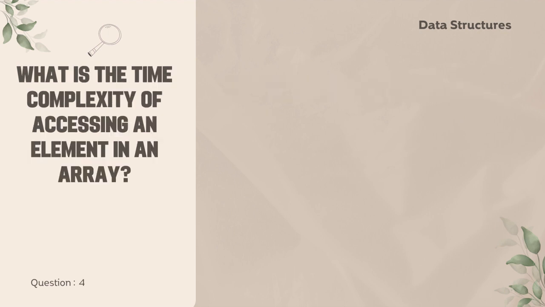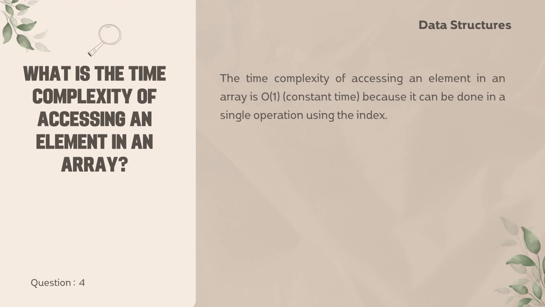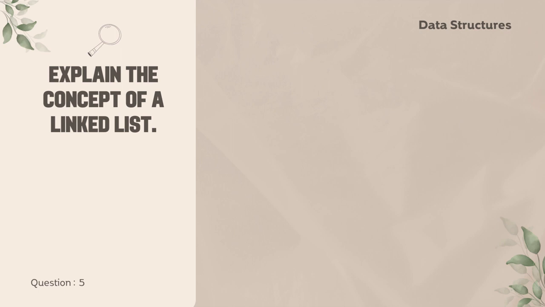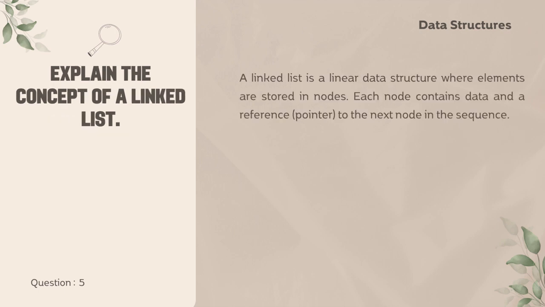What is the time complexity of accessing an element in an array? So the time complexity of accessing an element in an array is order of 1 because it can be done in a single operation using the index. Explain the concept of a linked list. Linked list belongs to the category of linear data structure.